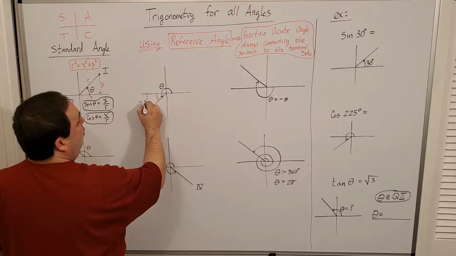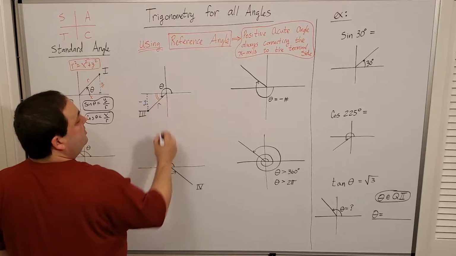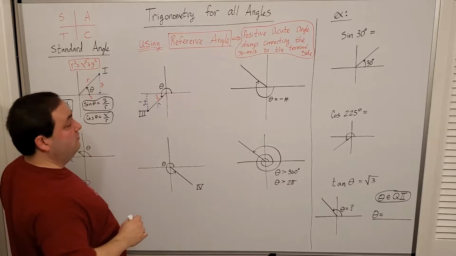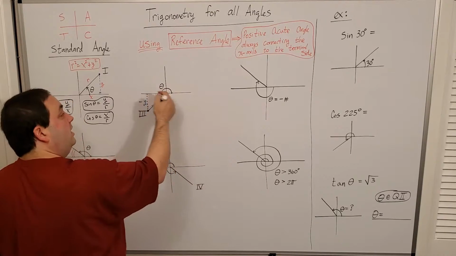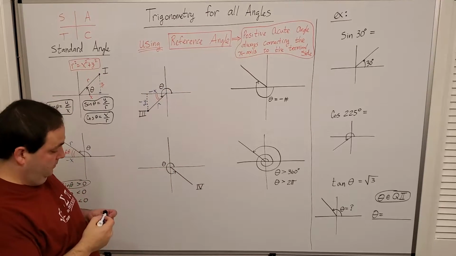So notice now y is below the axis and must be negative. R is still positive and will always be. We've defined R to always be positive. Notice we're still to the left. X is still negative while we're in quadrant 3.